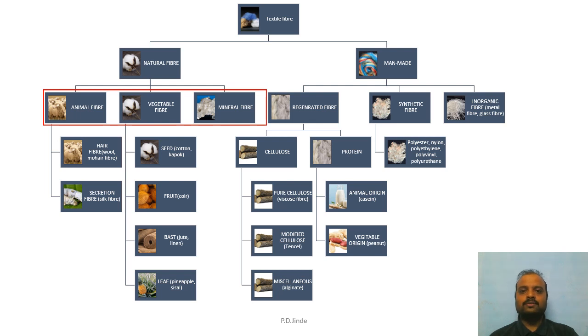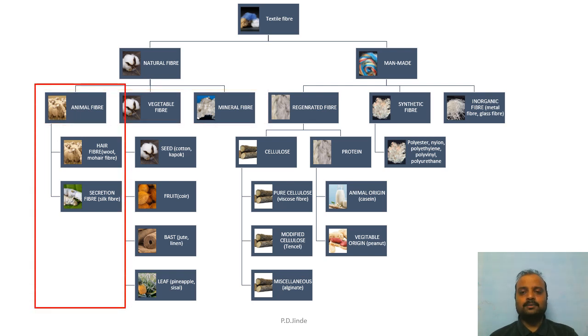Vegetable fibers are further classified by the source of extraction from different parts of a plant. There are various parts of the plant available, that is seed, then bast, fruit, leaf. These are the various parts of the plant. If fibers are extracted from the leaf, then it is called leaf fiber. If fibers are extracted from the seed, these fibers are referred to as seed fibers.